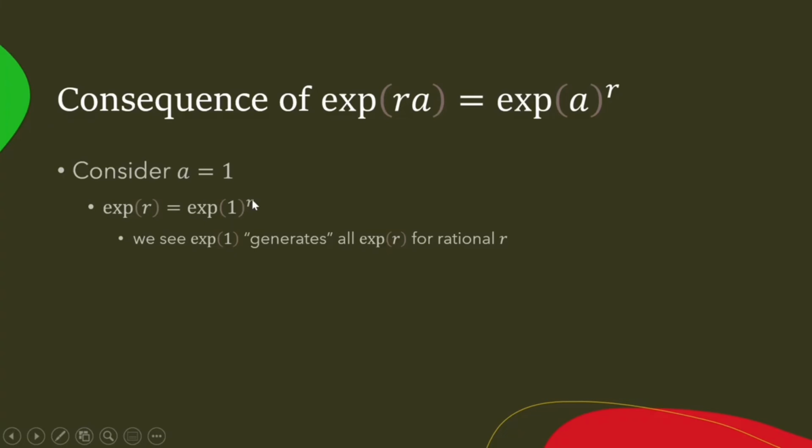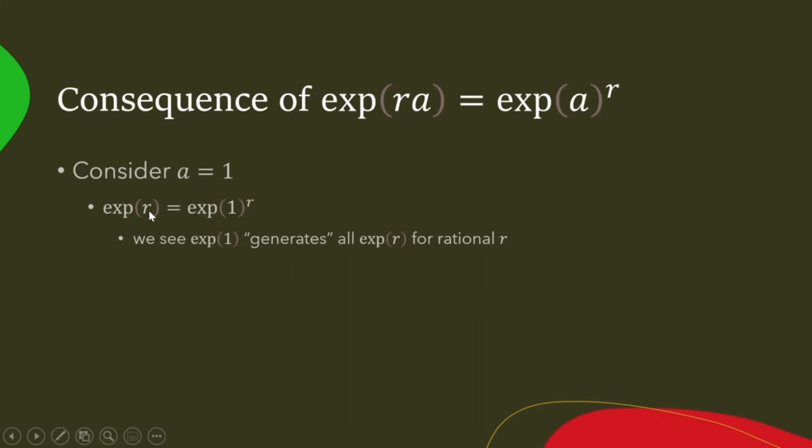Now, we can't do this for real exponents, or for real inputs, we should say, because we would have to do real exponentiation. Of course, we still don't know what that is. But for rationals, we can do this, and this is going to inspire how we end up defining real exponentiation in the first place. So this is a useful insight to have, that exp of 1 generates the exponential function for the rational inputs.